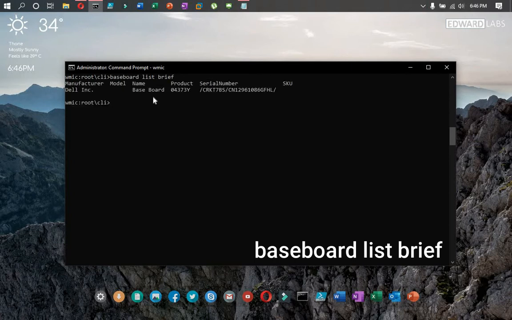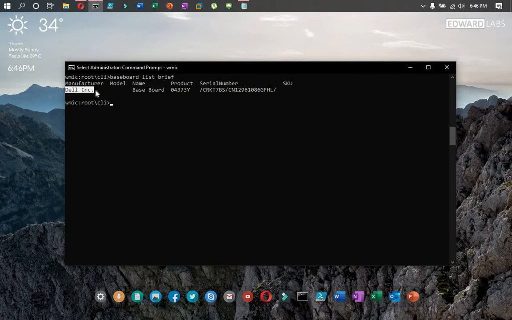Baseboard list brief. This command gives you information about the mainboard in use. In my case, my system is using a mainboard manufactured by Dell. CPU get name. This command gives you information about the CPU in use. My system is running Intel(R) Core(TM) i5 CPU M560 at 2.67 GHz.